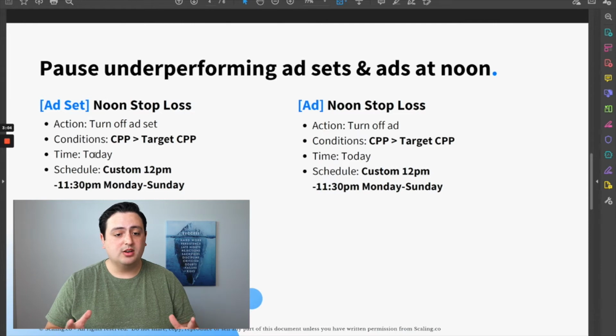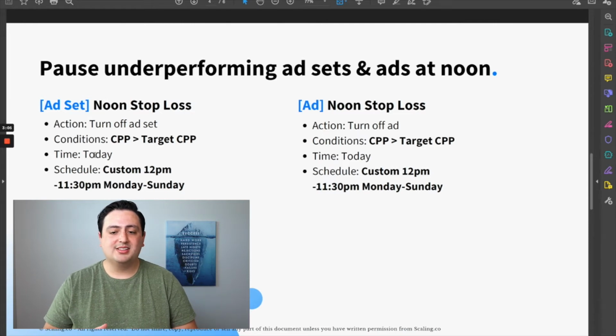The next rule is called pause underperforming ad sets and ads at noon. So here, the idea is after some ad spend has taken place at about 12 o'clock your time, and it's not really profitable or where you want it to be, it's probably not going to be profitable or where you want it to be in the second half of the day, unless you have an idea and like, okay, my ads pick up in the second half of the day, then you can not use this rule.